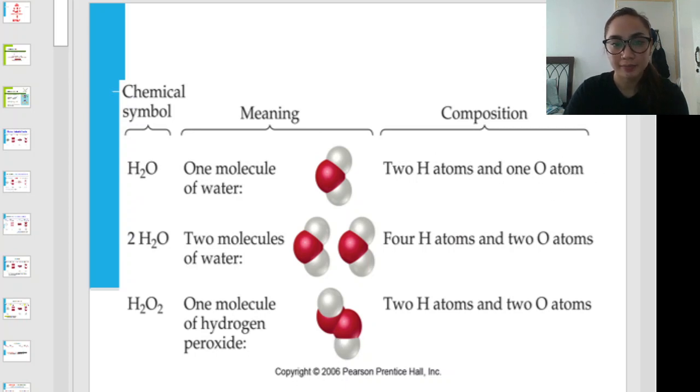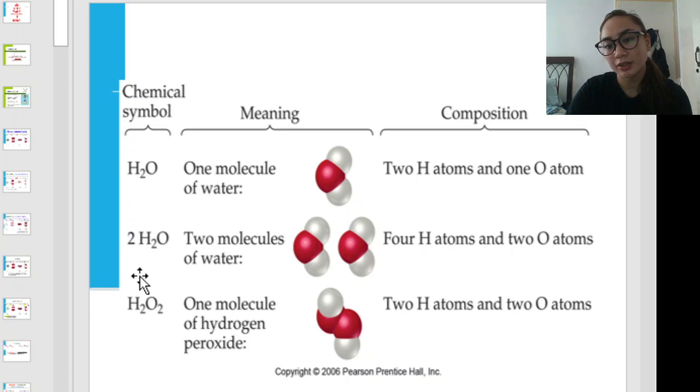So, for the second, you can answer with me habang ginagawa natin to or nire-review. We have, ang meaning niya is meron tayo daw 2 molecules of water. So, ganyan ang itsura niya. And ang composition niya, total composition is, we have 4 hydrogen atoms. So, minumultiply natin yung ating coefficient with the subscript. We get a total of 4 hydrogen atoms. And we have 2 oxygen atoms.